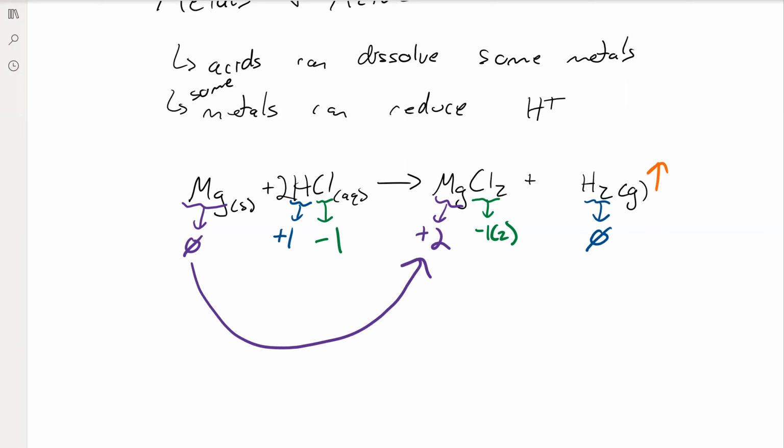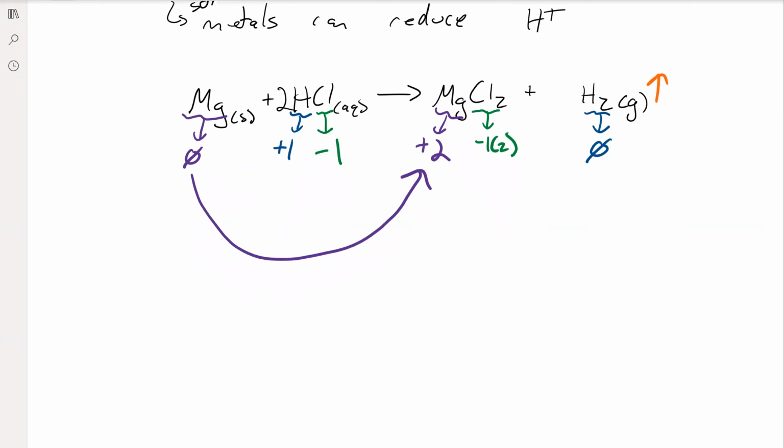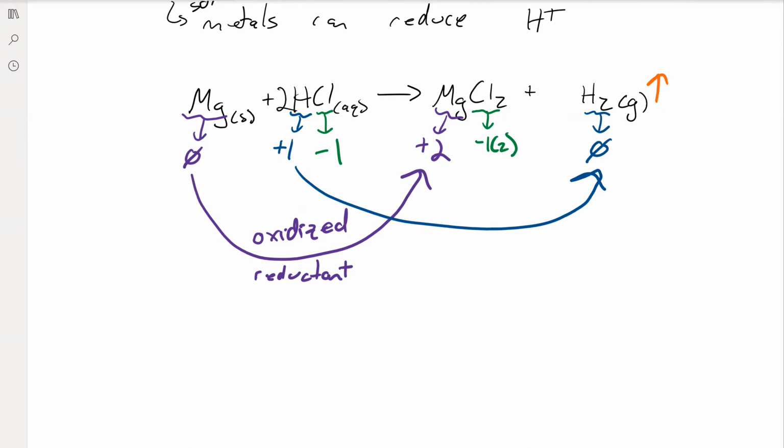So we can tell the magnesium went from 0 to +2, so it got oxidized. But it is losing those electrons and giving them to something else, so it's reducing something else. So magnesium is the reductant. And then the hydrogen went from +1 to 0, so it underwent reduction. But it took those electrons away from somewhere else, so it oxidized something else, so it's an oxidant.